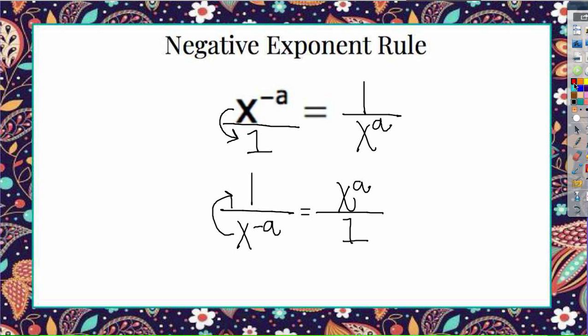So what it might look like in a problem, and you can test it in the calculator if you just want to make sure, if I have something like 2 to the negative second power, what that really means is 1 over 2 to the positive 2 power, which comes out to be 1/4. So if you put that in your calculator, you're probably going to get the decimal 0.25.